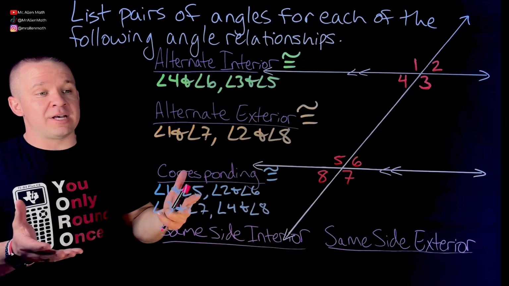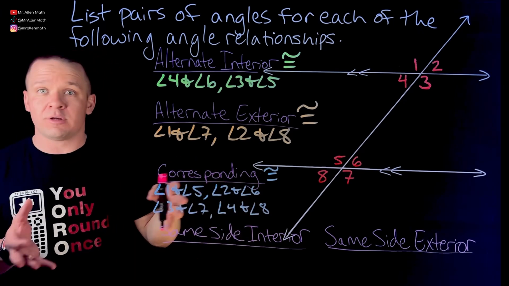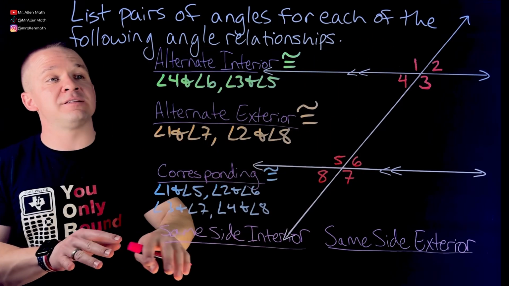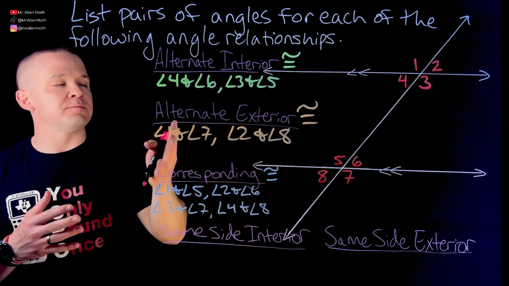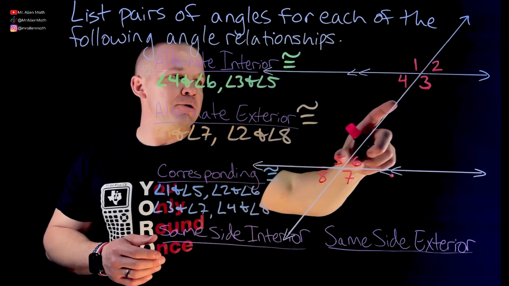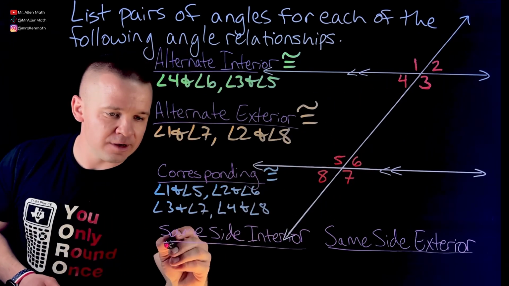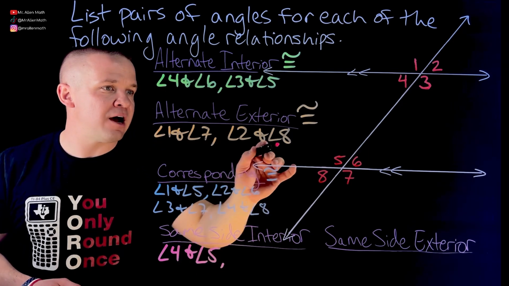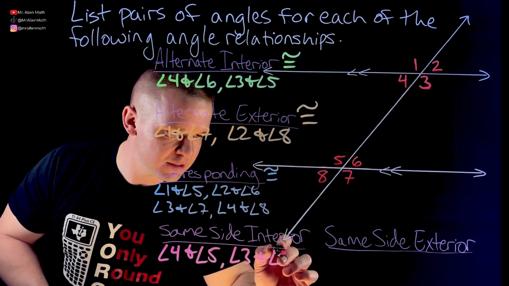Now, same side interior and same side exterior. So the interior, exterior, that's kind of the same idea, right? Interior, between the parallel lines. Same side instead of alternate side. That means we're on the same side, right? So same side interior, 4 and 5. So angle 4 and angle 5. Then we'd also have angles 3 and 6. Angle 3 and angle 6.